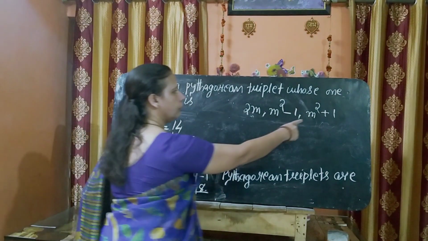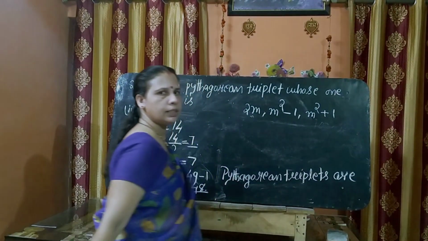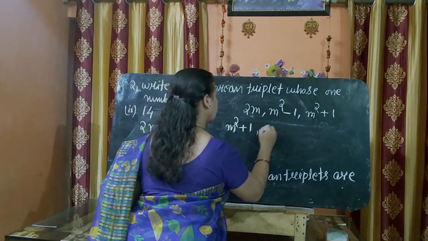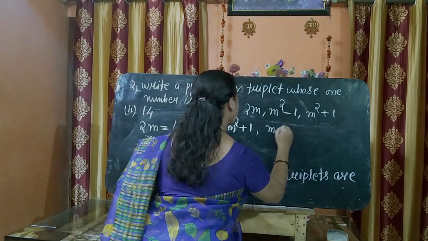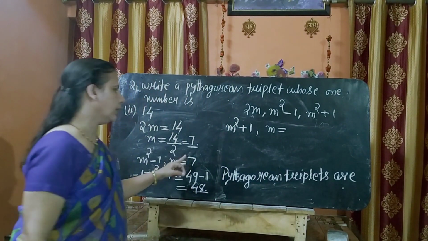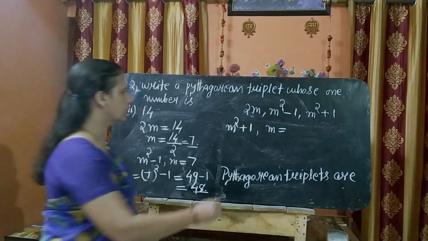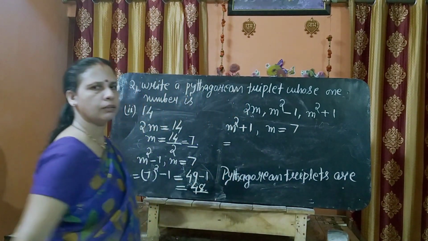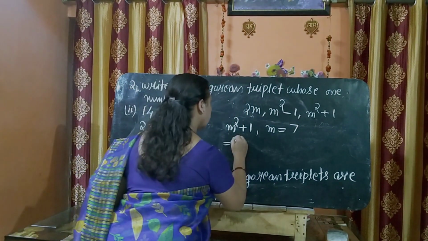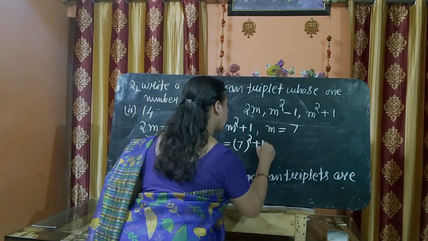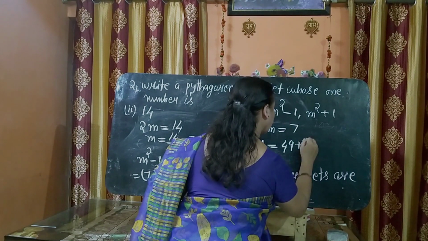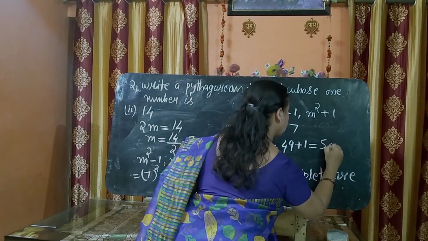Next what we have to find out? M square plus 1. The value of m is 7. So then find out m square plus 1. M is 7, 7 square plus 1. 7 square is 49, 49 plus 1, that is equal to 50.